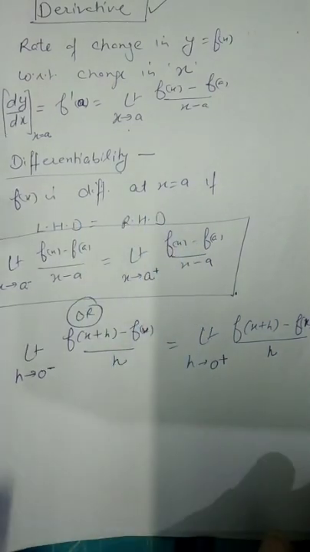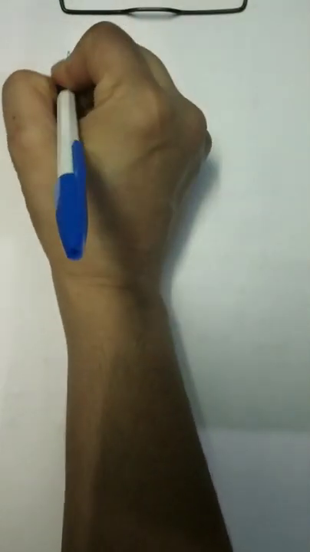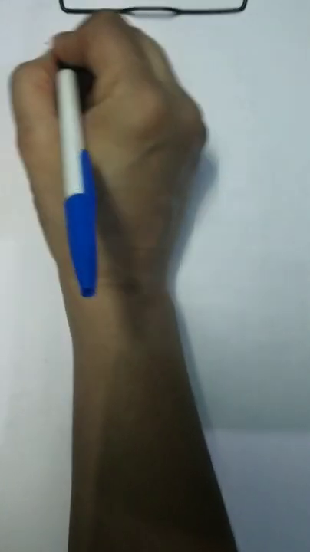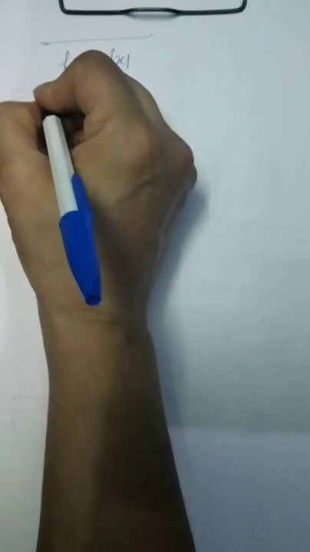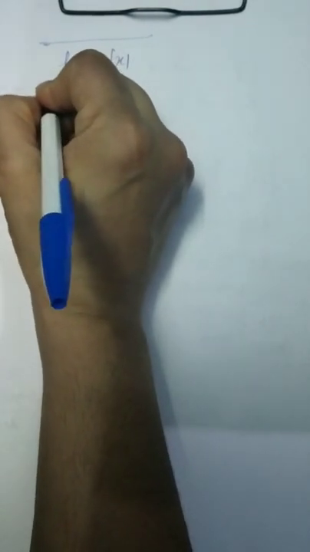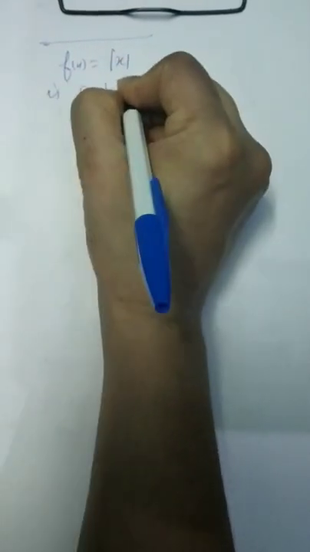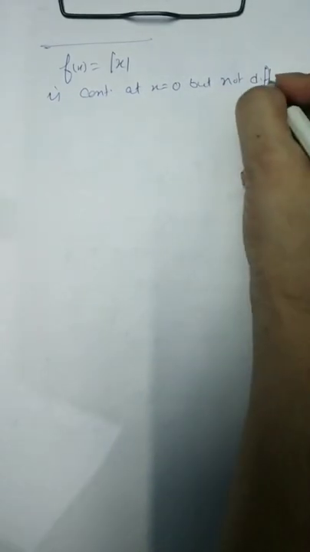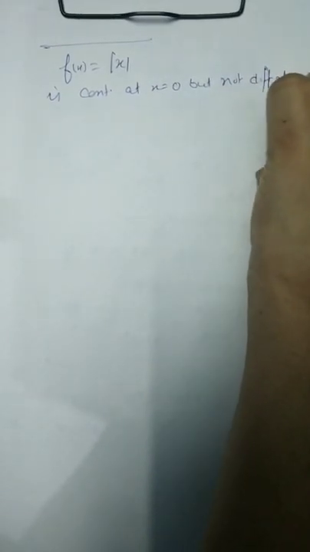So we will now check one example, that a function may be continuous but it is not necessarily differentiable. So let us take the example of f(x) equal to mod x, and we have to check that this function is continuous at x equal to 0 but not differentiable at x equal to 0.